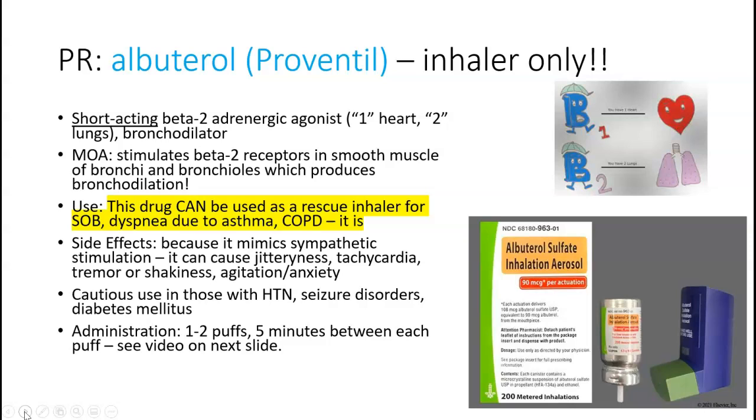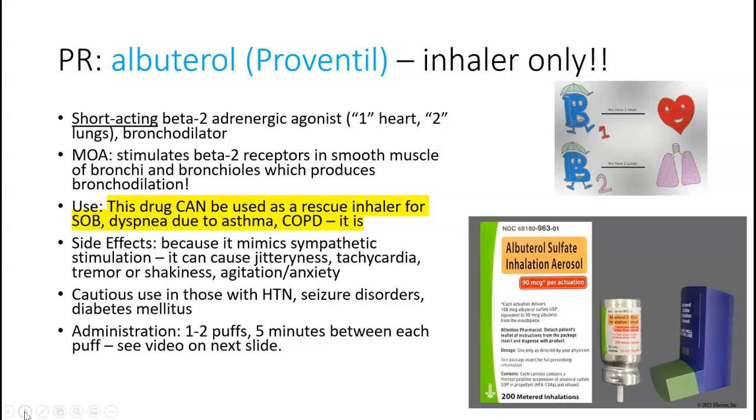It stimulates those beta 2 receptors in the smooth muscle of bronchi and bronchioles, which produces bronchodilation, which means that those tubes open up. They get bigger, which allows more air to go through. So this drug can be used as a rescue inhaler for shortness of breath, dyspnea due to asthma, COPD. This is the only rescue, in the moment, need-to-open-up-those-airways inhaler. All the other inhalers that we talk about in this slideshow don't work that way. They'll work eventually, but they don't work this way.